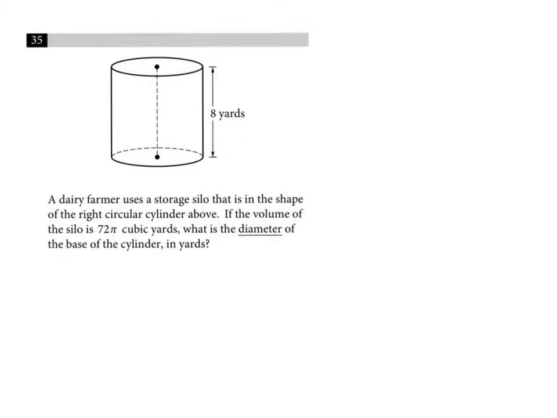Problem 35. A dairy farmer uses a storage silo that is in the shape of a right circular cylinder above. If the volume of the silo is 72 pi cubic yards, what is the diameter of the base of the cylinder in yards? Now, there are some geometry questions on the SATs that appear to use formulas.